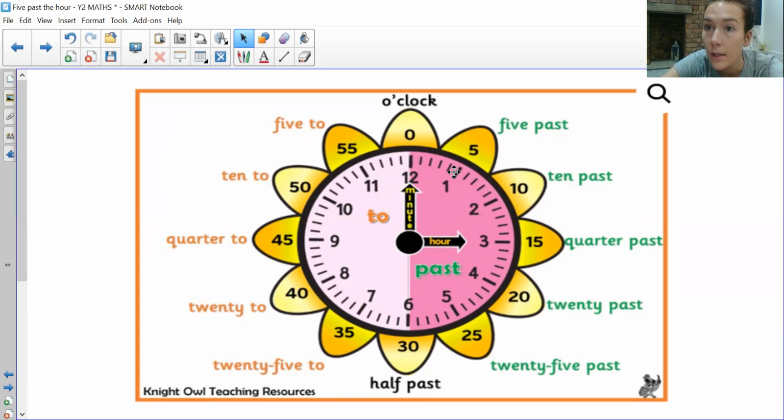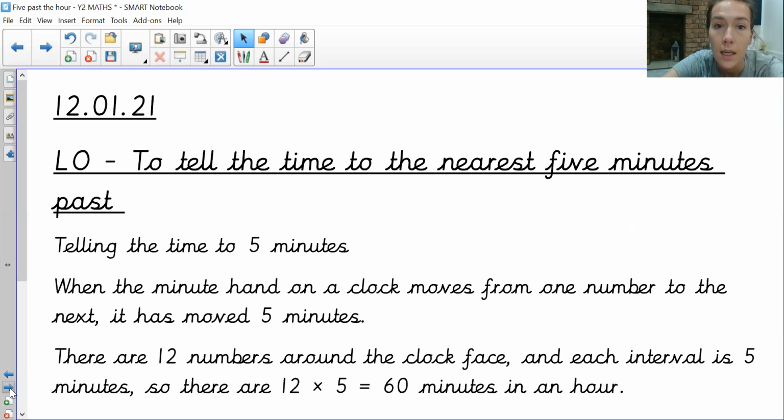If your long minute hand is pointing to the number 1, everybody, that is going to be 5 past. If your long minute hand is pointing to the 2, it's going to be 10 past. If it's pointing to the 4, it's going to be 20 past. So thinking about counting in your 5s, that is what the minutes on your clock face are split up into. That's what we're going to be looking at today in a bit more detail in your work. So let's have a little nosy at this part. Right, so to tell the time to the nearest 5 minutes past the hour.